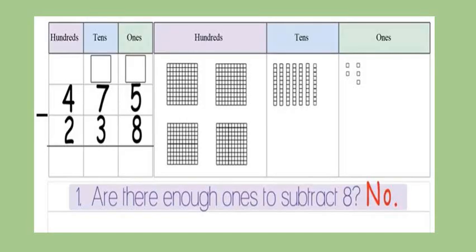Okay, so let's do another one together, but I want you to focus with me. So we have here 475 minus 238. The first step here, we are going to draw the big number as hundreds, tens, and ones. Remember, in subtraction, we draw only the big number. So I drew already 4 hundreds, 7 tens, and 5 ones. Then I'm going to ask myself, are there enough ones to subtract 8? Of course, the answer is no.